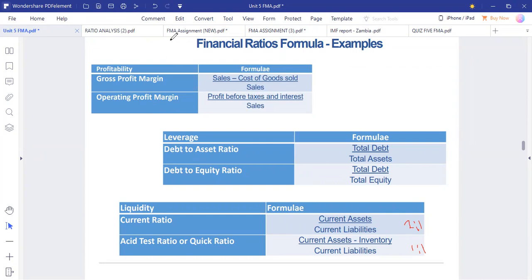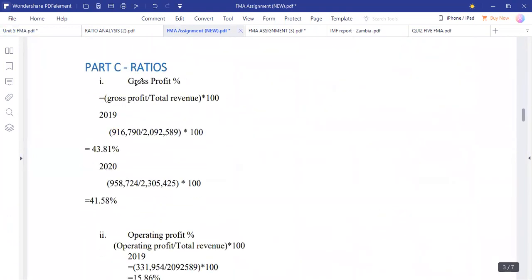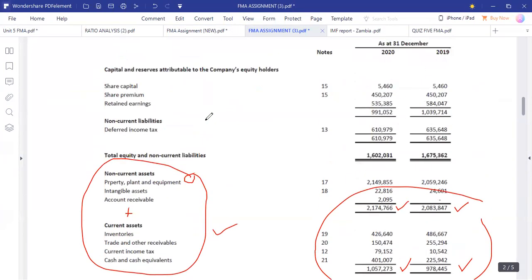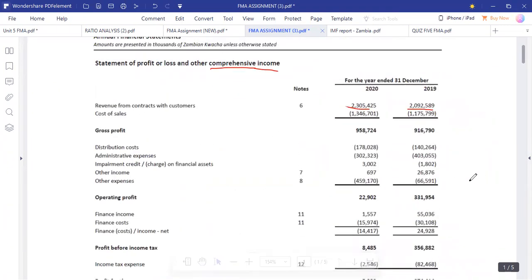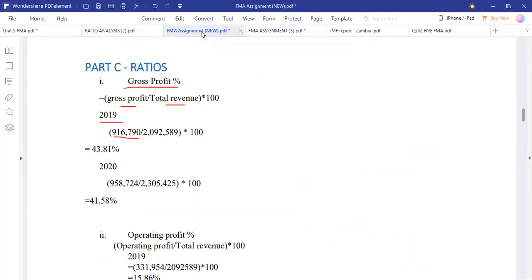So just on the profitability ratios here, if we went to our analysis, we get our gross profit over the sales, which is the total revenue, times 100. For 2019, we had this figure. Let's identify the gross profit in this document. What is our gross profit figure for 2019? 916,790. And for 2020, 958,724. So this is where the figures are coming from: 916,790 and 958,724, over the sales or the total revenue.